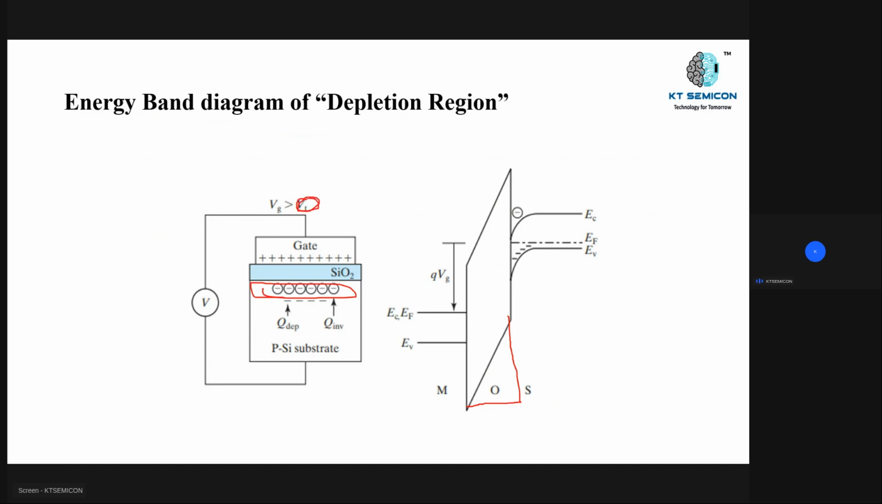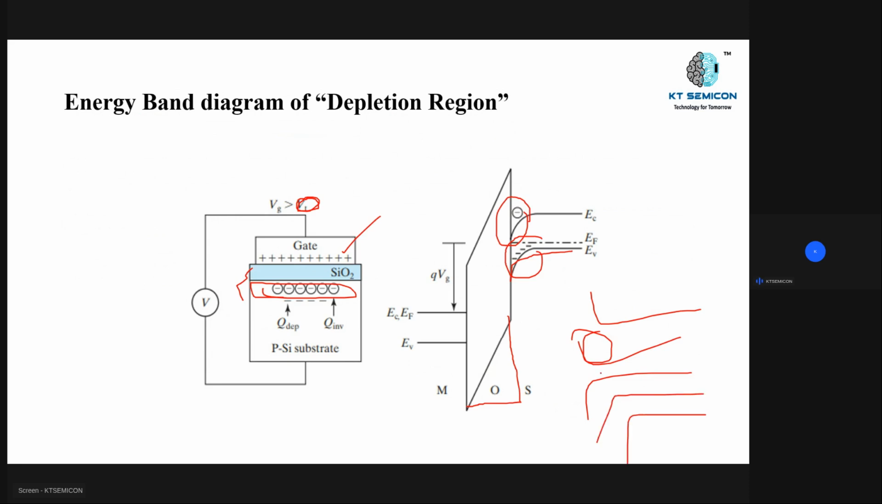Whenever we apply a positive voltage at the gate, there is a formation of a depletion layer with negative ions, which means electrons. Now it is filled with electrons. That's why we have bending in the upward direction. Before that my bending was downward because space was created. Now we are filling that space with electrons, right? That's why my bending will happen like this.